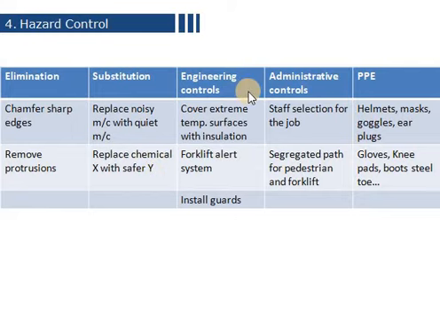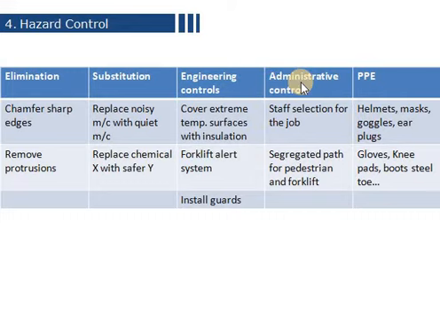As for the engineering controls, we can, for example, cover extreme temperature surfaces with insulation. So we are isolating people from this hazard, or use a forklift alert system. When the forklift is moving, it will produce some sounds to alert people that the forklift is on the move. We can also install guards.